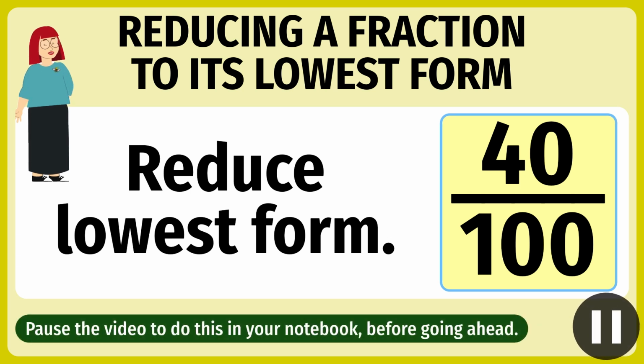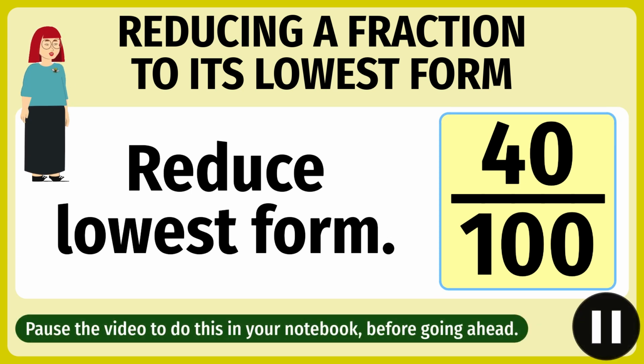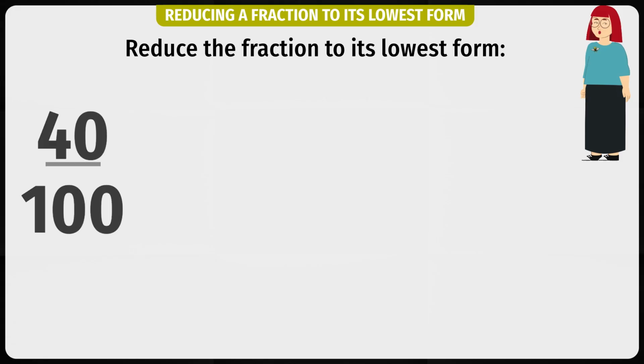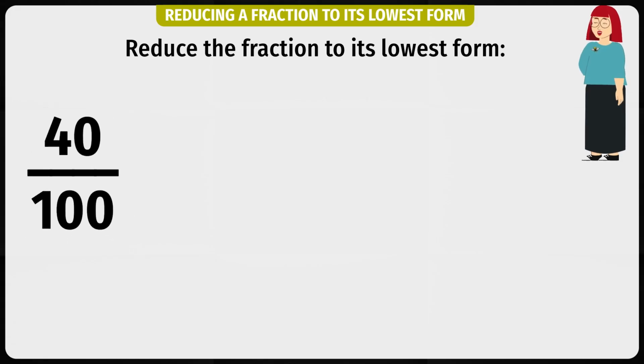Reduce 40 by 100 to its lowest form. When numerator and denominator of a fraction are divided by the same number, the value of the fraction remains the same. We are going to use this principle to reduce the fraction to its lowest form.